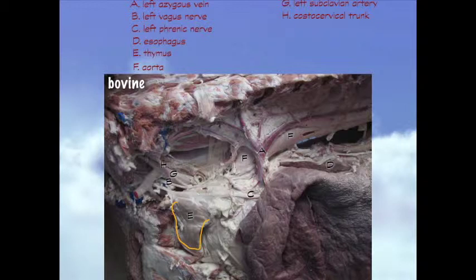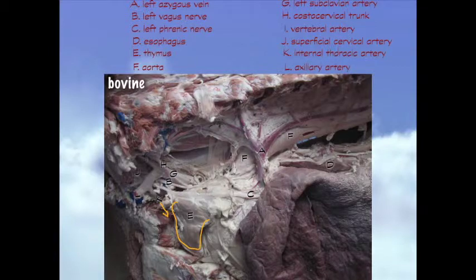Then we have I going up the neck because it's going to go through the transverse foramina of the cervical vertebra. It's going to be the vertebral artery. J, which is heading up towards the superficial cervical lymph node, is going to be the superficial cervical artery. K is going to stay inside the thorax here, so that's going to be the internal thoracic artery. And then as we come around that first rib, we're going to continue as the axillary artery.